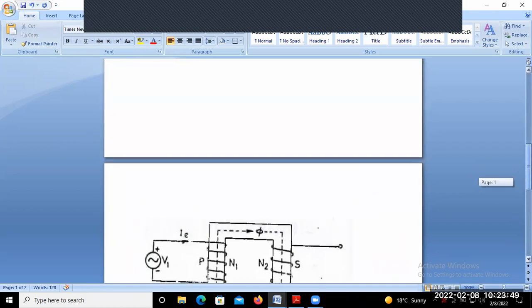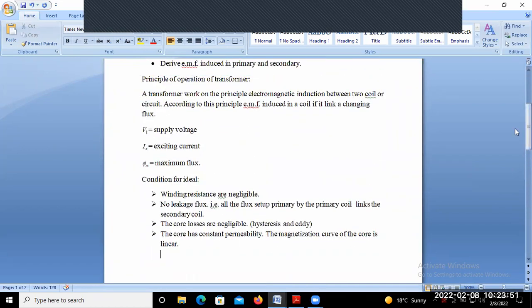This is your EMF induced in a coil when the flux linking it is changing. That is Faraday's law, either the first or second law. The statement is whatever we explained here. That means EMF will be induced.